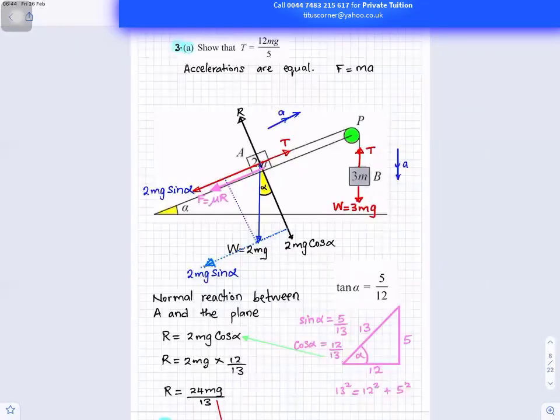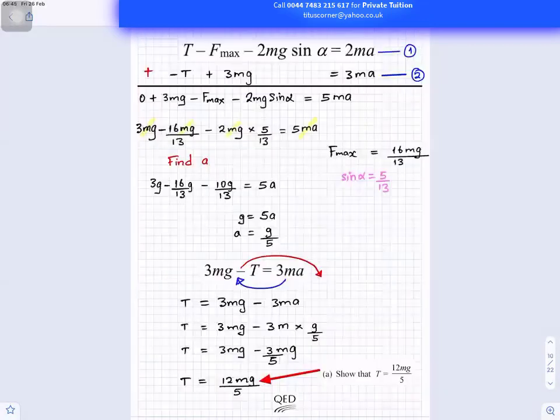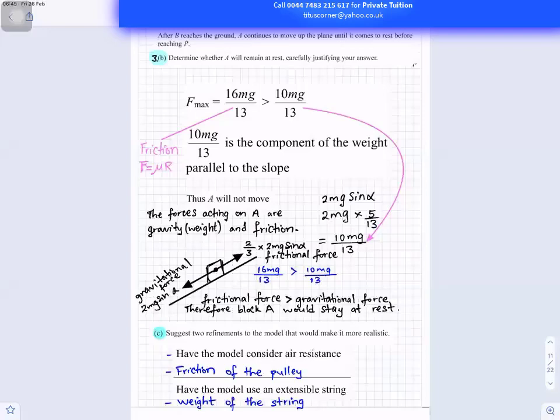Question 3A. Final part of question 3A. Question 3B and 3C.